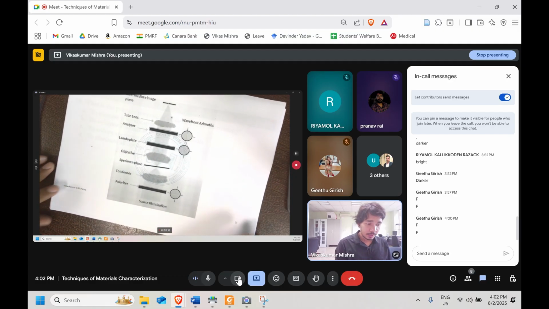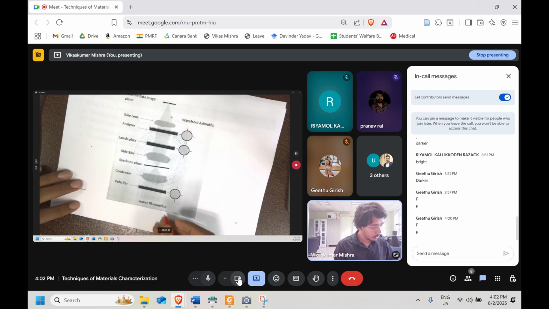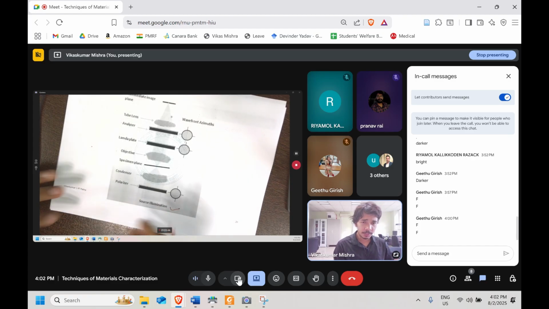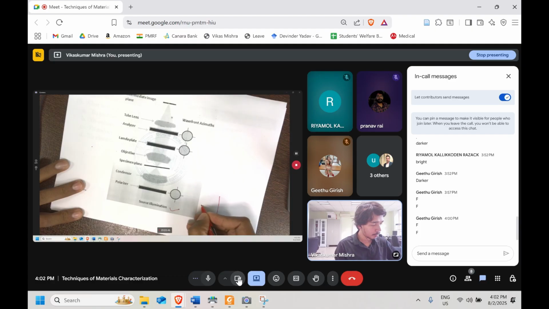So here what is happening is that you have a luminescent source. It is producing waves in all different directions.